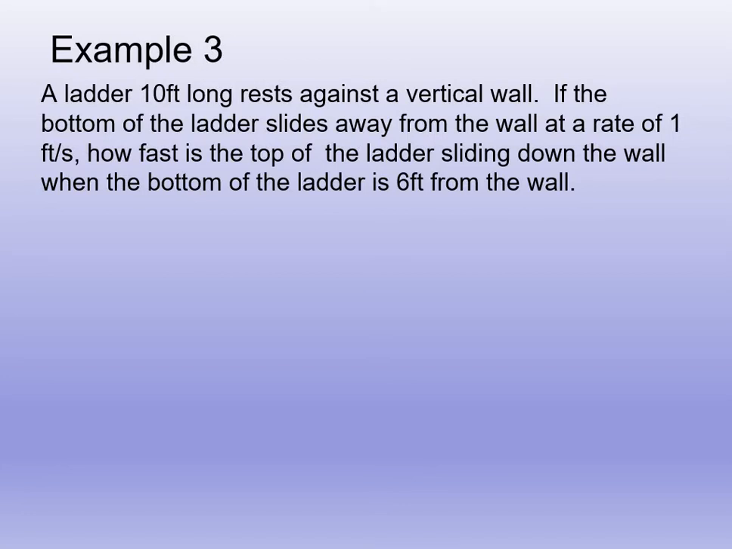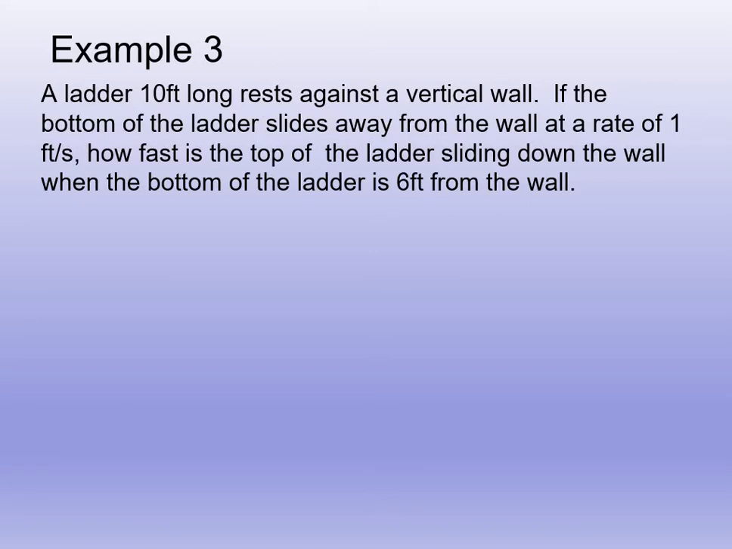So that's dx/dt. We want to find how fast the top of the ladder is sliding down the wall. That's telling me dy/dt. We're going down, and y is how fast it's going up and down the wall. You do have to keep track of negatives for that. And we want to find how fast it's going when the ladder is 6 feet from the wall. That's when x equals 6. That's our distance from the wall.